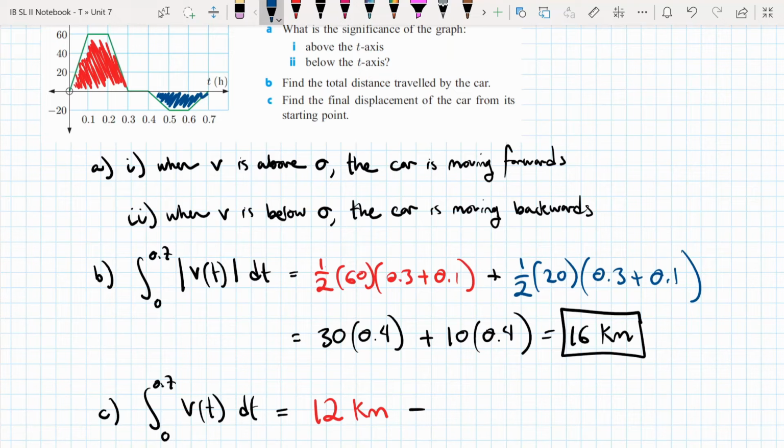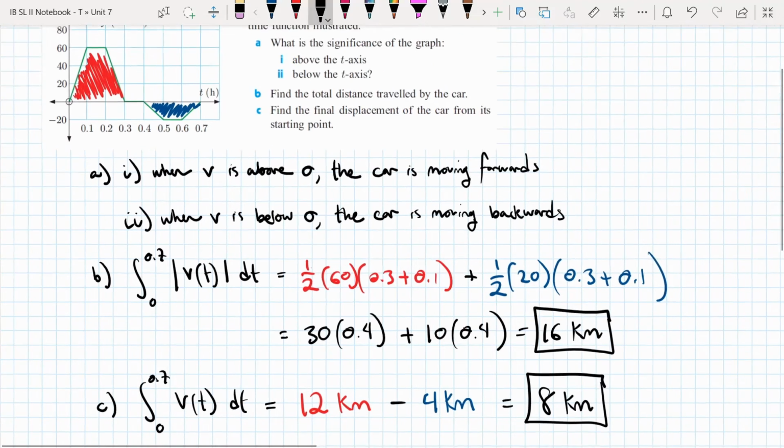So we're not adding the region in blue, we're subtracting the region in blue because the integrand is not the absolute value when we're dealing with the displacement. So we're going to subtract 4 kilometers. And that's going to be equal to 8 kilometers.